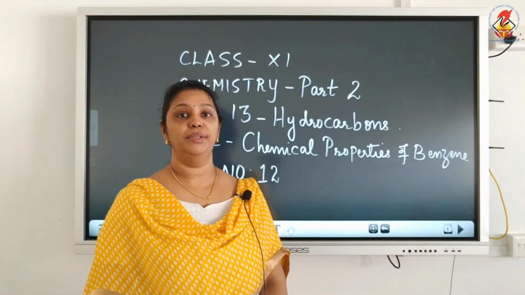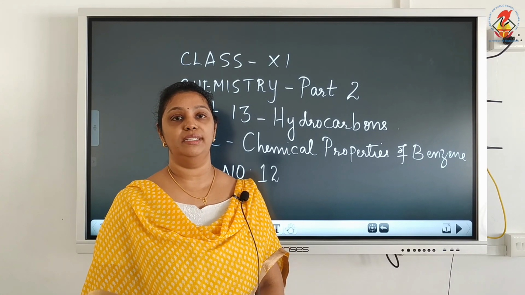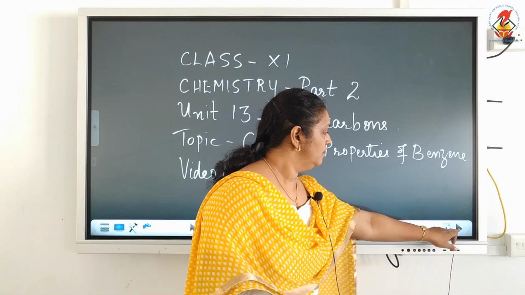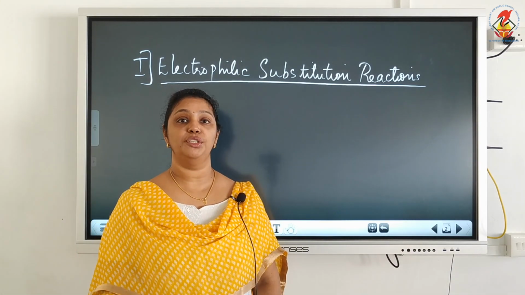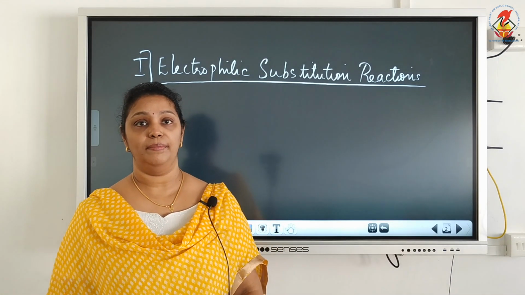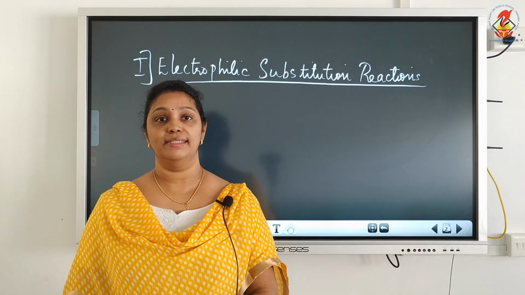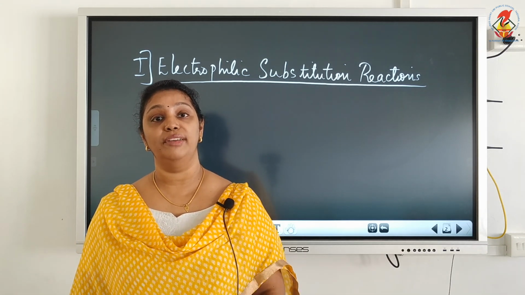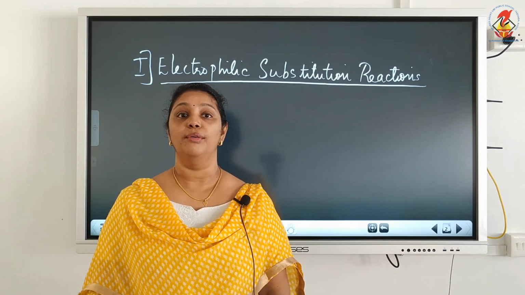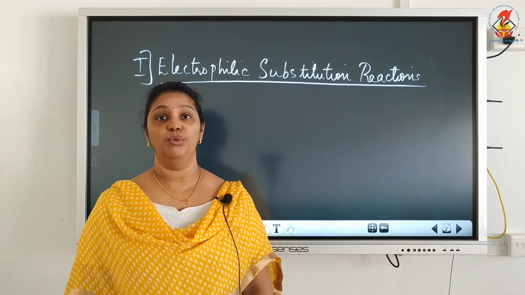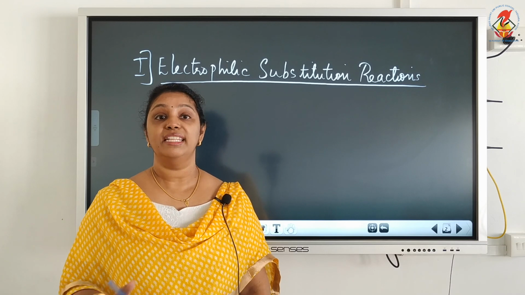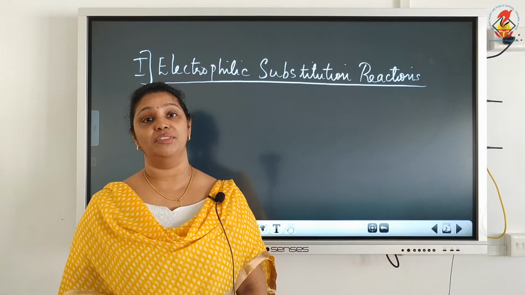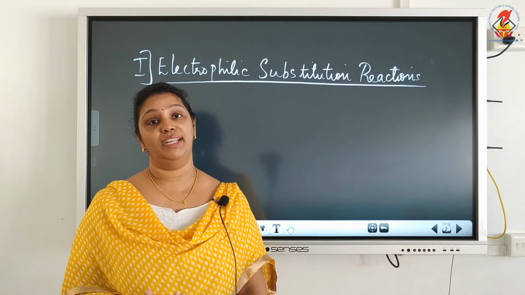In this video, we are going to discuss the chemical properties of benzene. Roman numeral 1 is electrophilic substitution reactions in benzene. Do you know what electrophiles are? Electrophiles are electron deficient species. Now, benzene will undergo electrophilic substitution reactions easily, whereas it undergoes nucleophilic substitution reactions with difficulty.